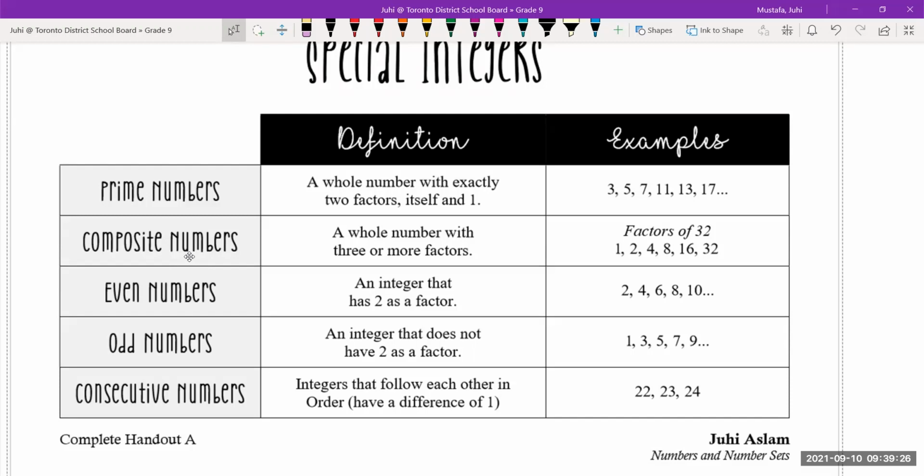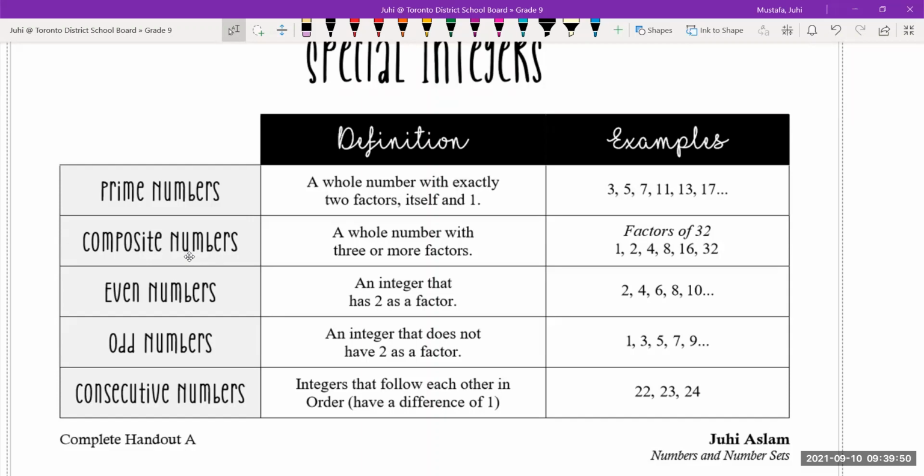Odd numbers are the other ones you probably are all familiar with. And that's any integer that does not have 2 as a factor. So if you were to take an odd number, you would never be able to divide it by 2 and get another whole number or an integer. You'd always get a decimal of some sort. And another way to think about odd numbers is they're all the numbers that end in 1, 3, 5, 7, 9.